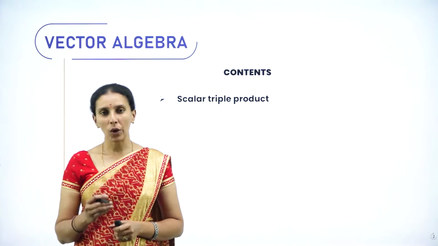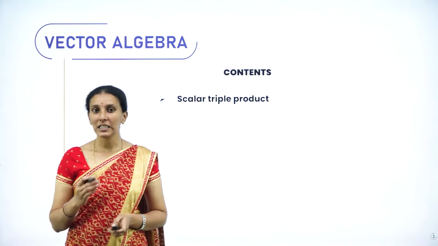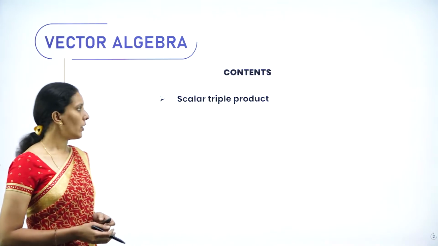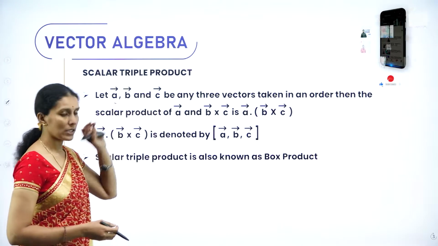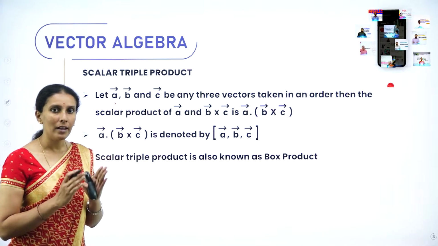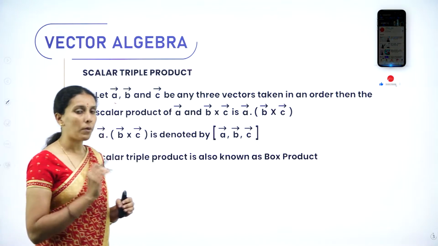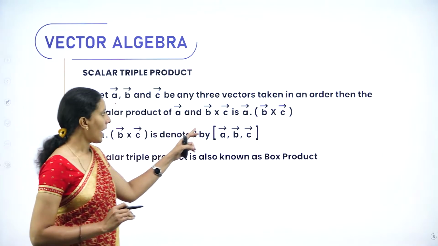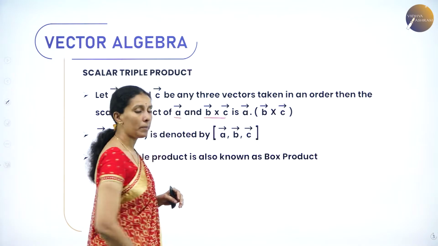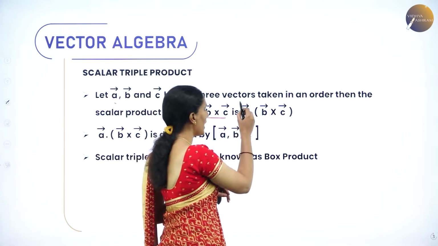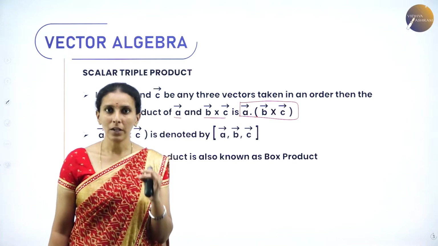In this session, we are going to study the scalar triple product. So what do we mean by the scalar triple product? Consider three vectors, vector A, vector B and vector C. Then the dot product of vector A and B cross C is denoted by A dot B cross C. This is called the scalar triple product.